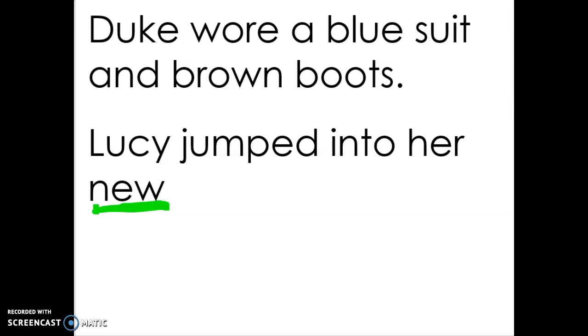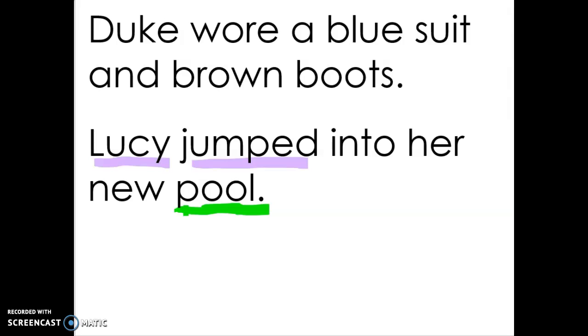Say the word is new. Last word, think. Say the word is pool. Let's go ahead and read it together. Ready? Read. Lucy jumped into her new pool.